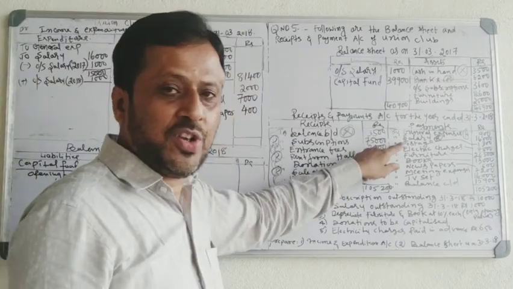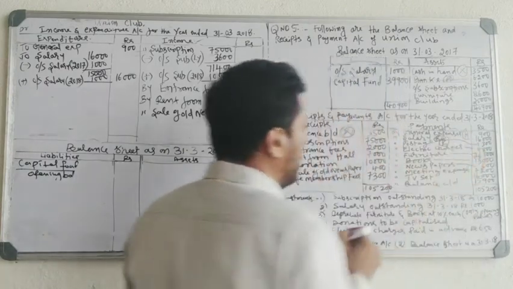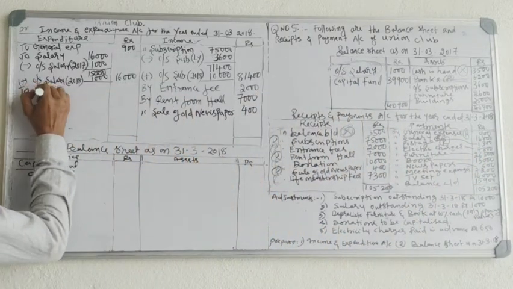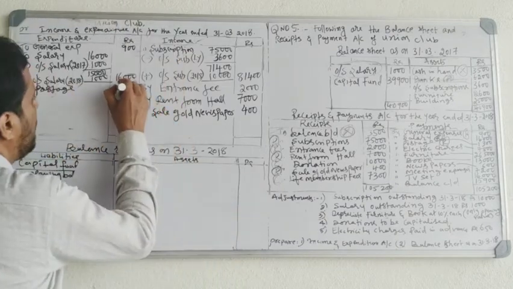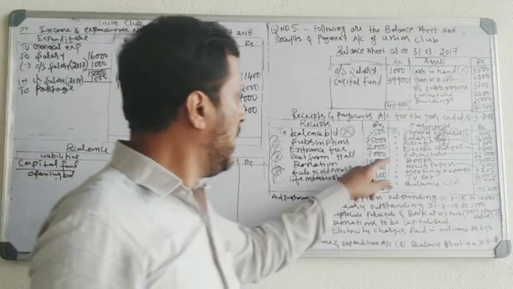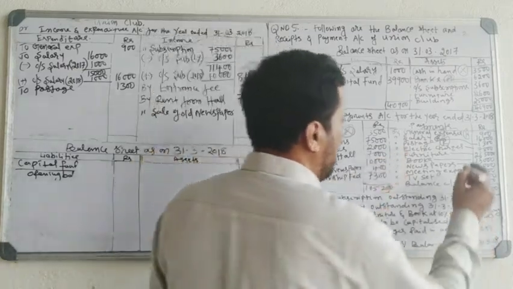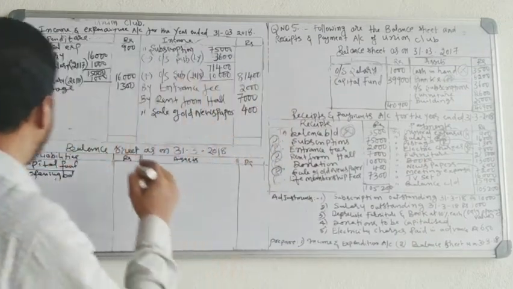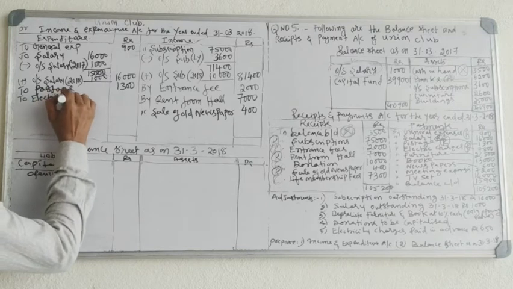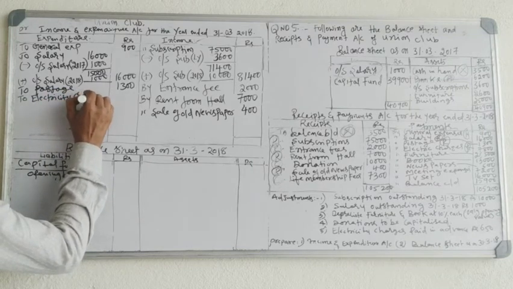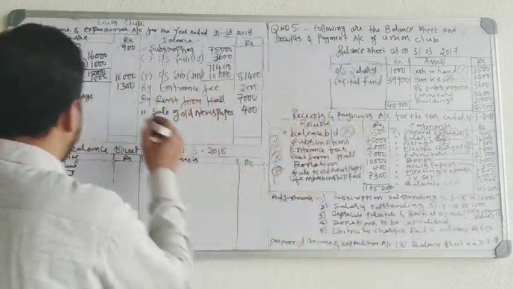Next, postage. Postage is a daily expense. So postage is a daily expense, that means it is a revenue expense. To postage, how much? 1,300. Electricity charges. Electricity charges is a monthly expense, so it is a revenue expense. Electricity charges, revenue expense. There is an adjustment for electricity charges. Electricity charges is how much? 7,800.